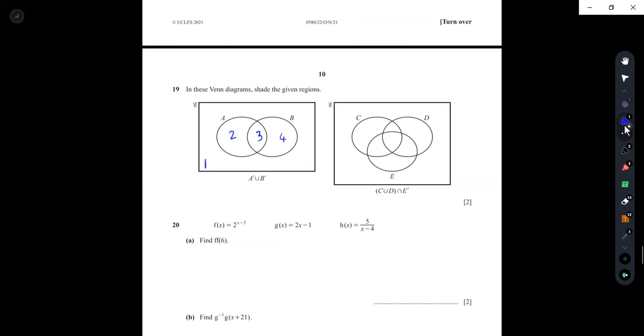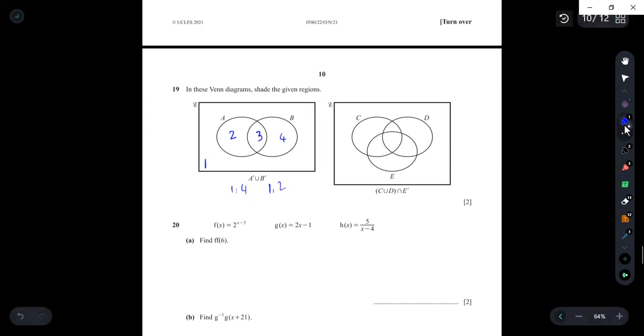So A complement means which parts are belonging to A complement. A complement means out of A, not A. A is this whole circle. That is 2 and 3 makes A. So outside of A means other than 2 and 3, whatever is there. So we can say that A complement is 1 and 4. Similarly, we'll see what is B complement. B complement means out of B, and B is this whole circle, that is 3 and 4 forms B. So other than B, out of B is 1 and 2.